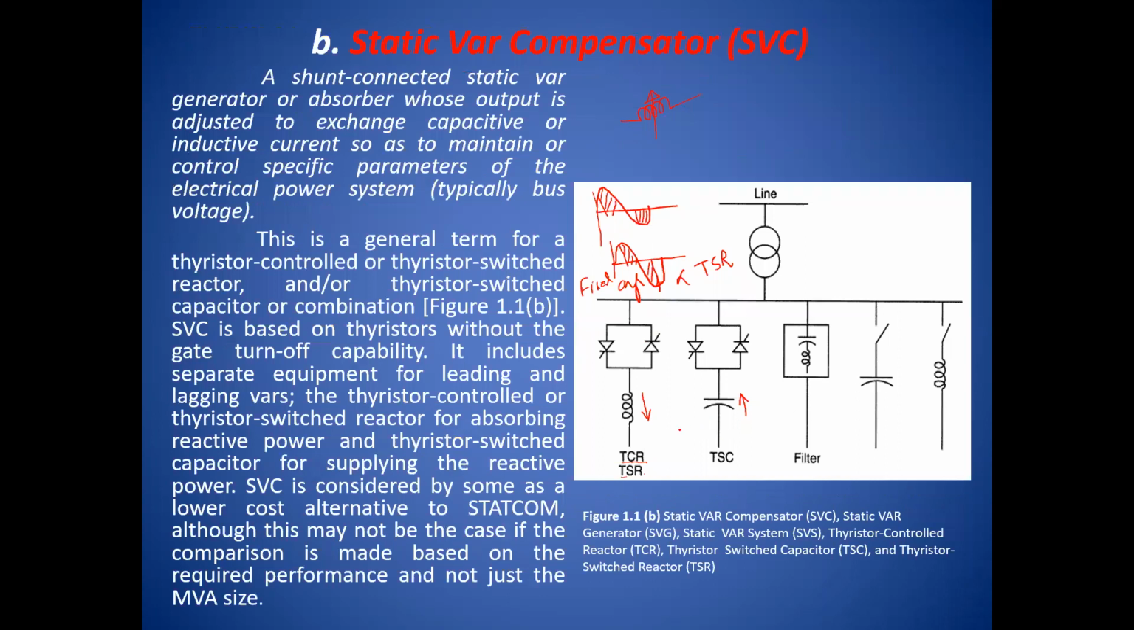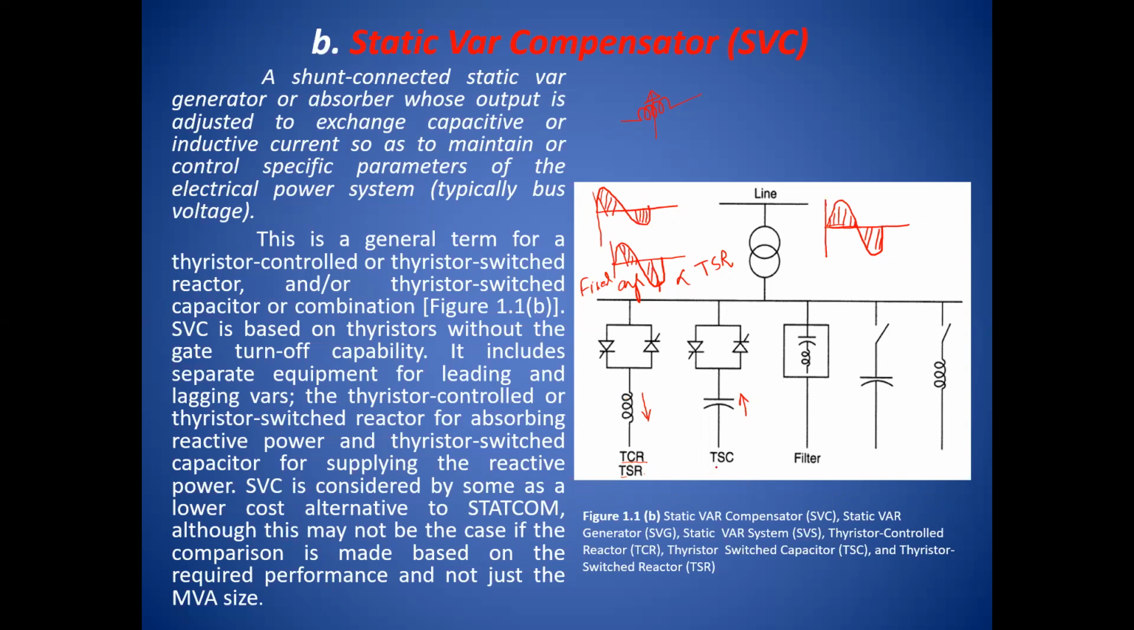Say in this case, either it is switched to a zero value, or it is in some steps. So if the firing angle is equal to 0, it means full conduction of the AC current or AC waveform. This is called the zero angle and full conduction. And when the firing angle is equal to 180 degrees, it means that the switch is off. Therefore, the thyristor switched reactor is controlled either in steps, or totally switched on or totally switched off. So this is the first.